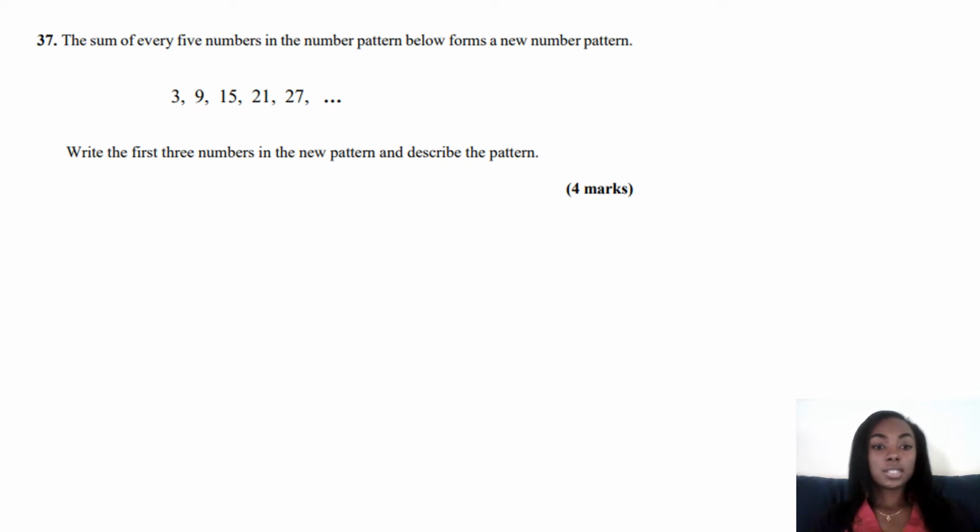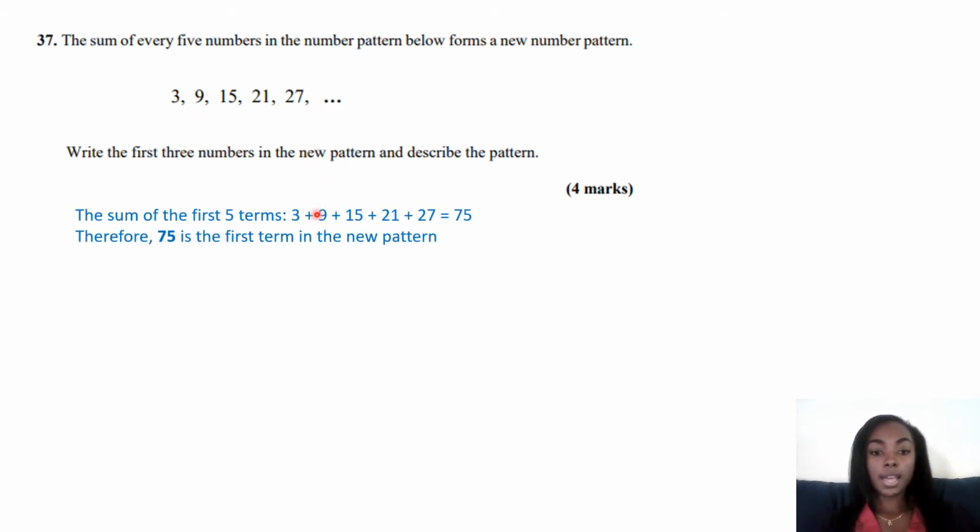So it says the sum of every 5 numbers in the number pattern forms a new pattern. So the sum means that we need to add up these first 5 numbers here in this pattern. Okay, so when we add them up, we get 75. Therefore, 75 is the first term in the new pattern. Now, in order to find out what are the other numbers, we need to follow this pattern and see what happens.